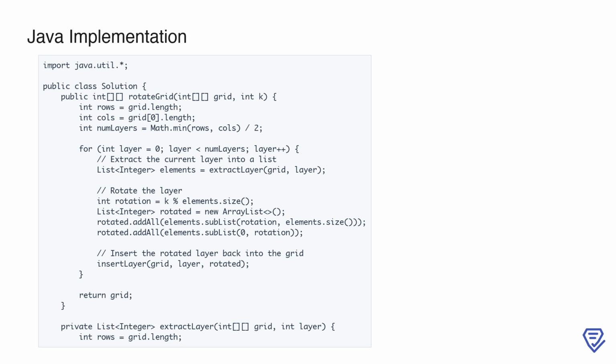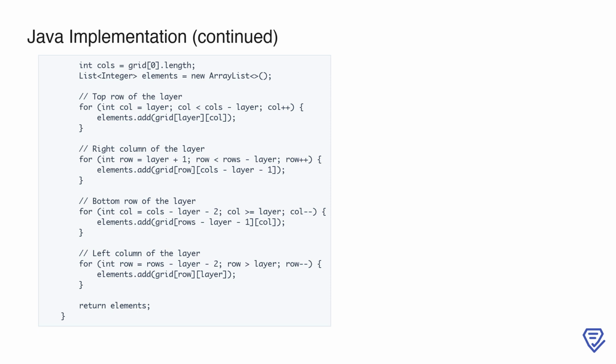Inside the loop, for each layer, we first extract all the elements of that layer into a list using the extract_layer helper method. Once we have the elements, we calculate the number of positions to rotate by taking the modulus of k with the size of the layer. This ensures we don't perform unnecessary rotations. Next, we reorder the elements by splitting the list into 2 parts and rejoining them to reflect the rotation. Finally, the rotated elements are placed back into the grid using the insert_layer helper method. This process repeats for every layer, and at the end, the modified grid is returned.